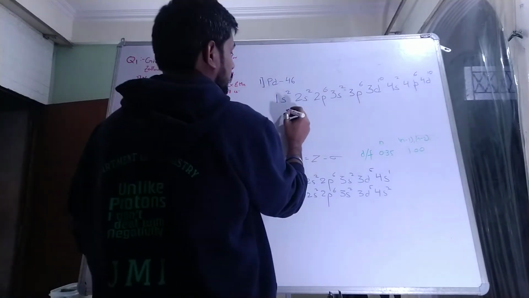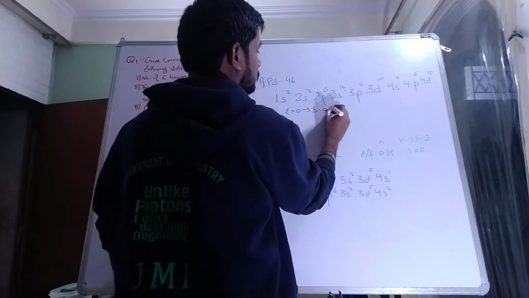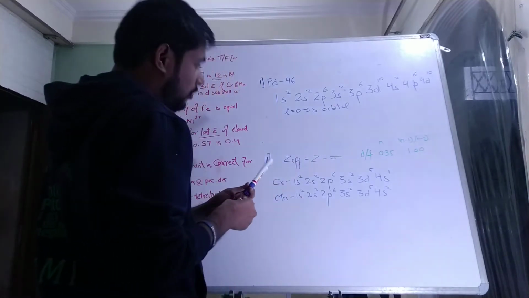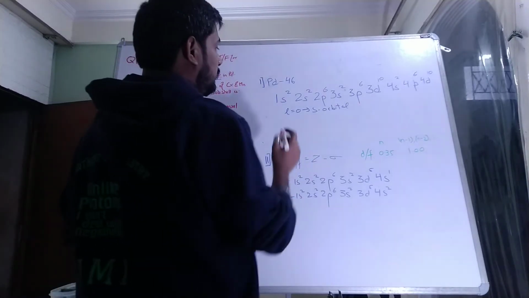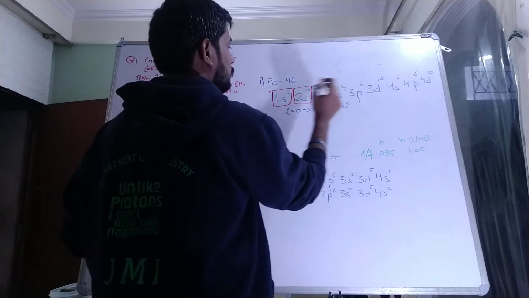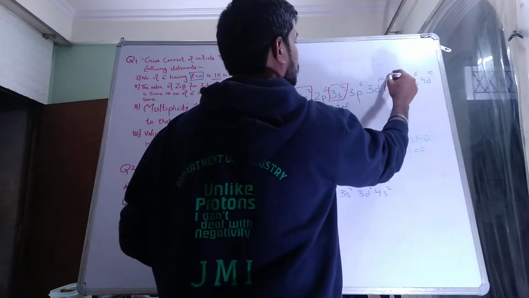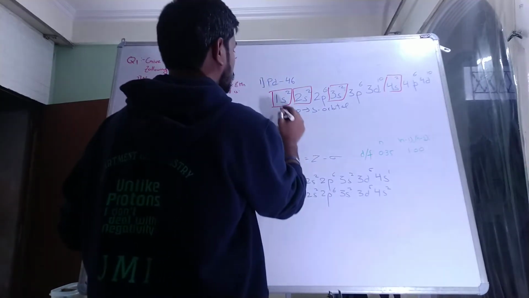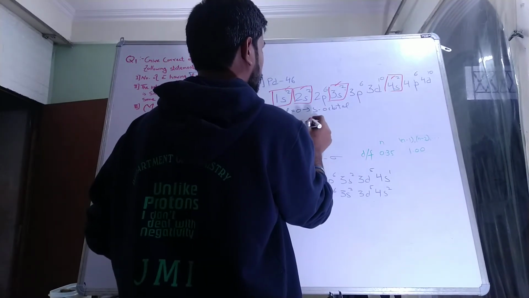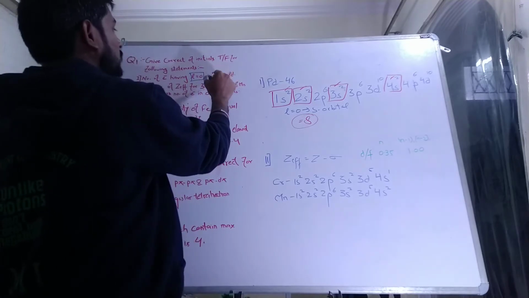So we know that L equal to 0 is for the s orbital. So we have to count only the s orbitals. So 1s2, 2s2, 3s2 and 4s2. So it will be 2 plus 2 plus 2 plus 2, that will be 8. But in the statement it is given 10. So it will be false.